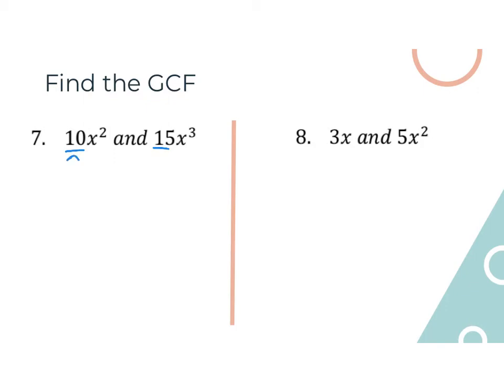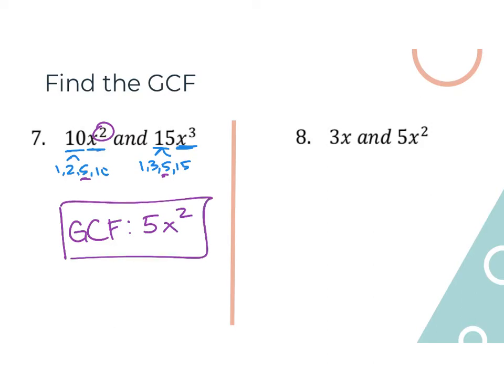So factors of 10 are 1, 2, 5, and 10. Factors of 15 are 1, 3, 5, and 15. So my GCF is 5. And then if I look at my variables, I've got x to the second and x to the third. So the one with the lower power is going to be my GCF. Now put those two together. I'm going to have 5x squared. That's the GCF of these two whole terms together.